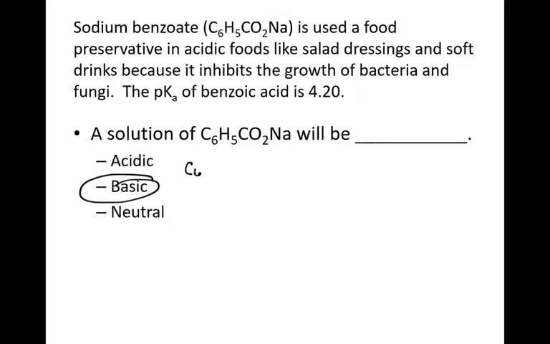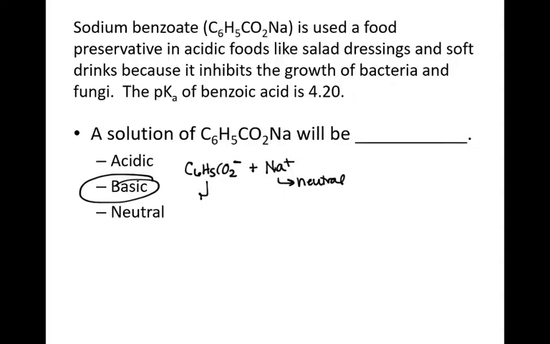So in water, the C6H5CO2 will dissociate from the Na+. And so the Na+ is a neutral ion because it is the conjugate acid of a strong base, so it has no effect on the pH of the solution. Whereas C6H5CO2 has a minus charge.